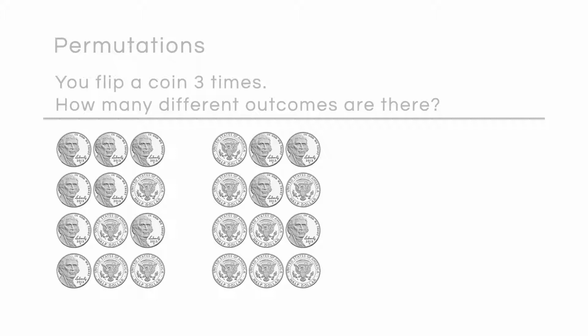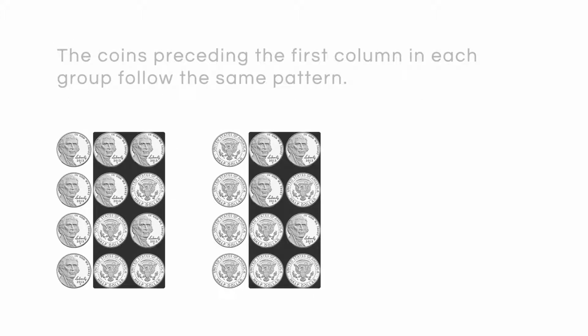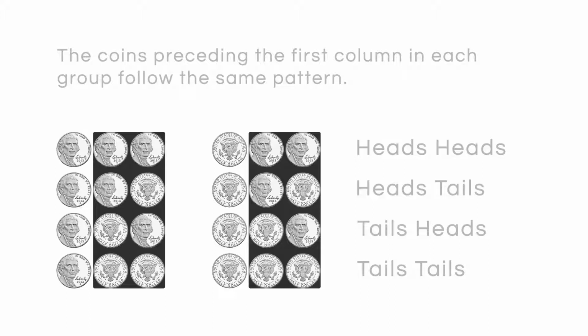I want you to notice that if you look at the last 2 columns on each side, the patterns on both sides are the exact same. On both sides, the last 2 columns are heads, heads, heads, tails, tails, heads, and tails, tails. The reason is that if you flip the coin 2 times, there would be only 4 possible outcomes. So when you flip it 3 times, there are all those 4 outcomes, one set for when heads precedes them, and one for when tails precedes them.